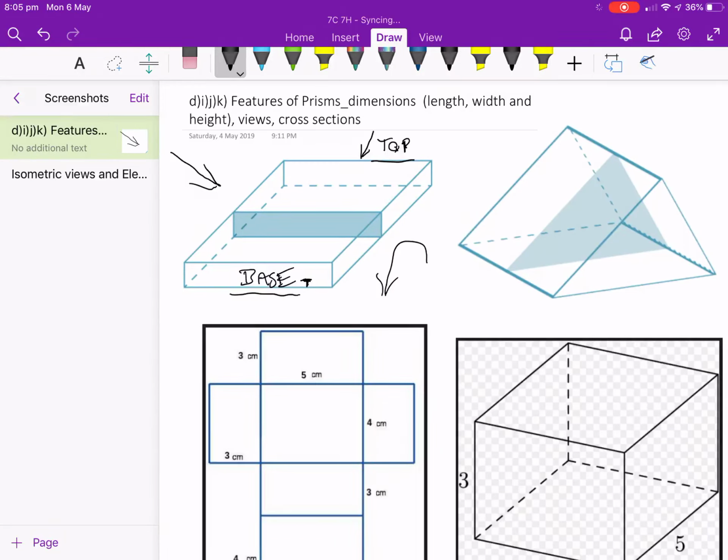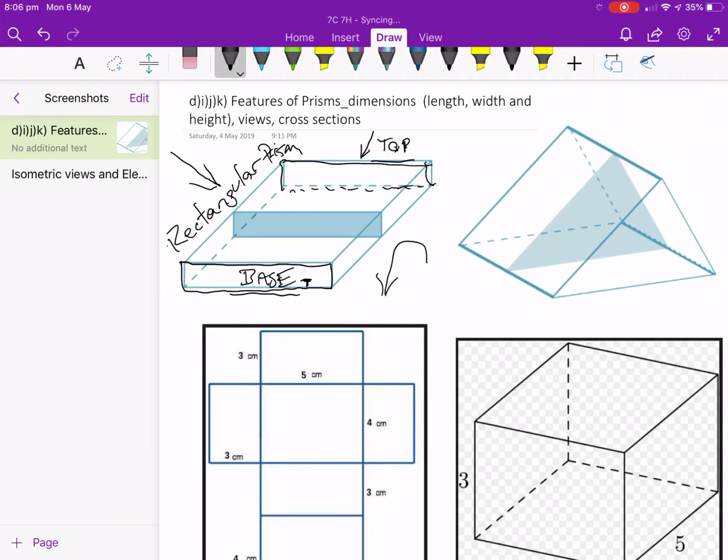Now if you look at the base, it is a rectangle. And that goes the same for the top. The top would also be a rectangle. That's how we identify that this particular shape here, this solid, is a rectangular prism. Okay, so rectangular prism.